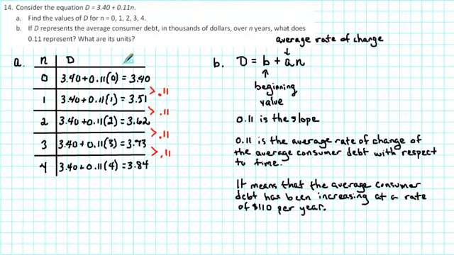Now the only thing we haven't really answered explicitly is what are its units. Well, $110 per year, that came from thousands of dollars per year. So to answer the question of what the units are: thousands of dollars per year.